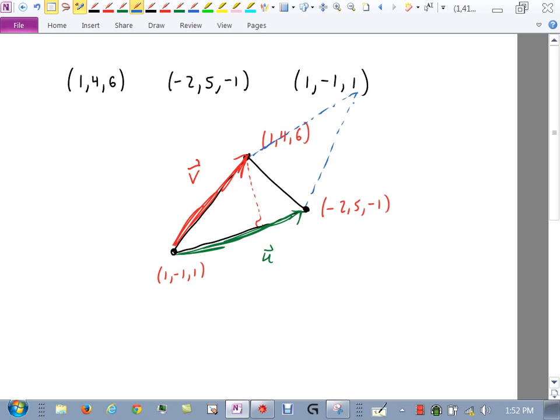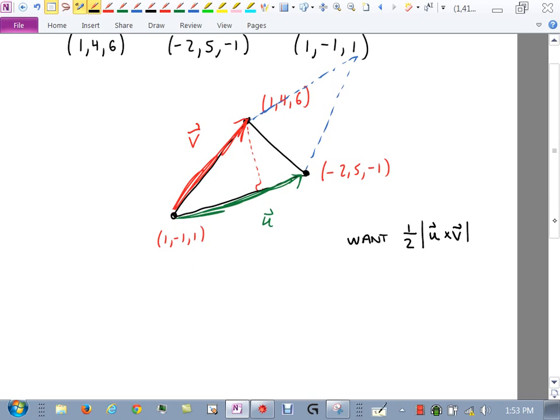I can find the area of that parallelogram by taking the magnitude of the cross product. But I don't want the area of the whole thing. I want the area of half of it, because half of it is the triangle. So what we want is half of the magnitude of the cross product of u and v. What was the cross product of u and v?